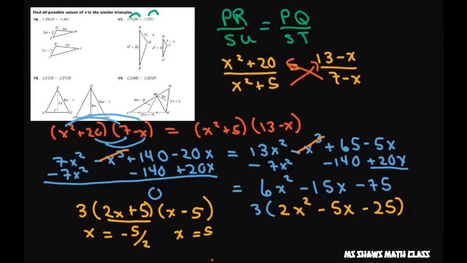And did I do this right? Negative 10 plus 5. So your solutions would be negative 2.5, and the other solution would be 5.